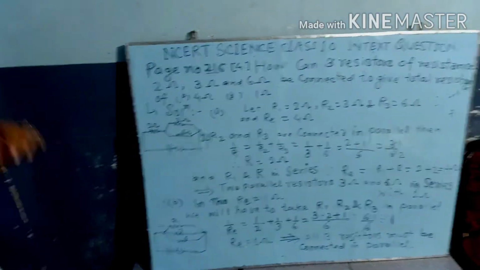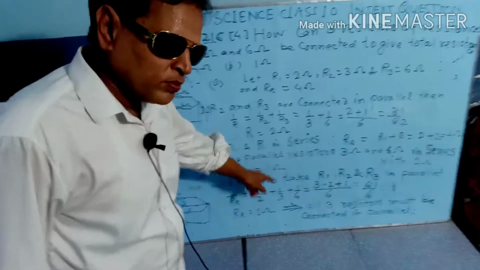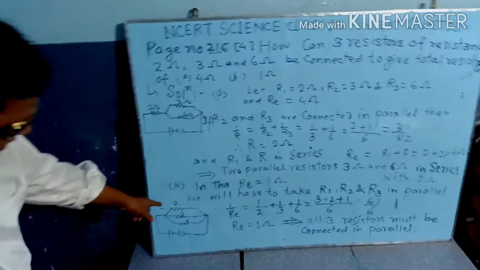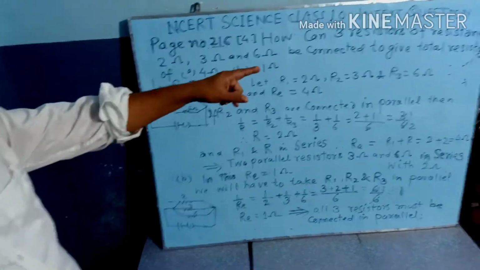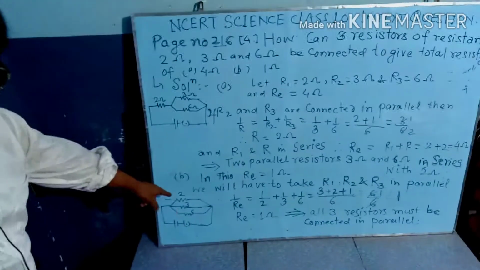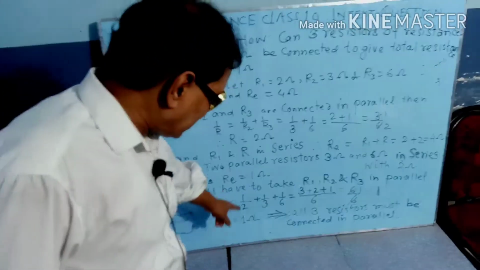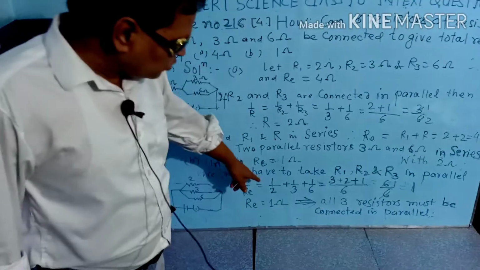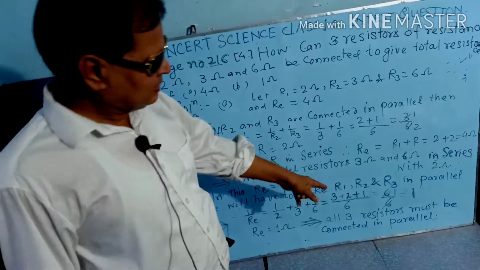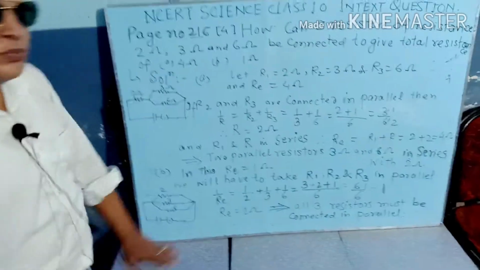Now let us see how can we obtain total resistance Re, equivalent 1 ohm. How will you arrange the three resistors? Very simple way. Here the diagram is given. All the three resistors 2 ohm, 3 ohm and 6 ohm, or R1, R2, R3, are grouped in parallel. When you connect in parallel, this formula is 1 by Re is equal to 1 by 2 plus 1 by 3 plus 1 by 6. After adding you will get 6 by 6, after cancellation 1. So on reversing, Re is equal to 1.